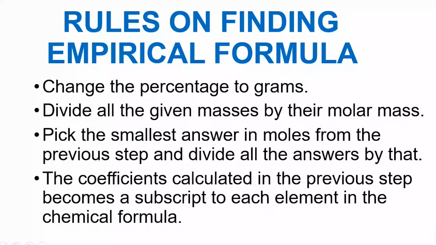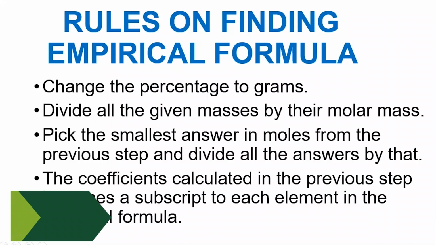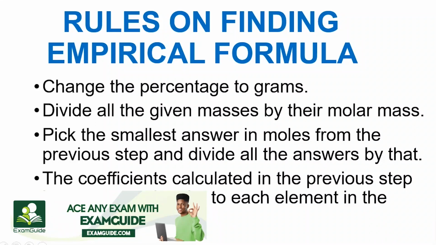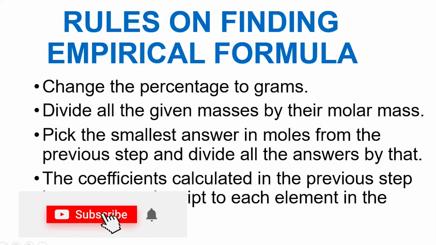Now, the rules for finding empirical formula. They say change the percentage to grams. The percentage of atoms that the elements gave to form this compound will be changed to grams first. Then the second one, divide all the masses by their molar mass. The masses means the grams. When you change this to grams, that gram represents the mass, because grams talk about masses. So the mass of the element that you have converted will be divided by their molar mass. Then pick the smallest answer in moles from the previous step and divide the answers by that.